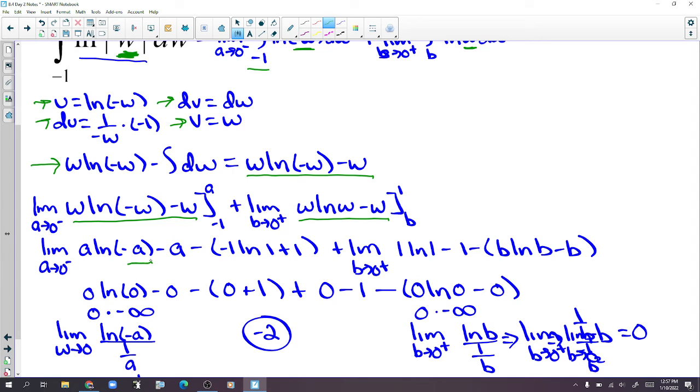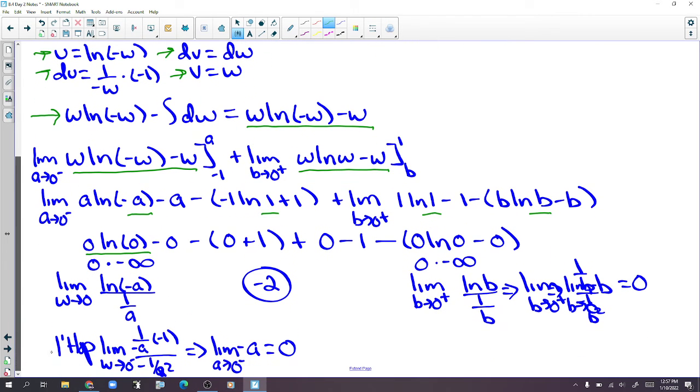We plug in the a, and then the a, we plug in the 1, plug in the 1, plug in the b, and you get lots of zeros. But this is 0 times negative infinity, so we end up using L'Hopital's. There's L'Hopital's to show that that actually goes to 0. Here's L'Hopital's over here to show that piece actually goes to 0 also. So you end up with -1 and -1, which ends up being -2.